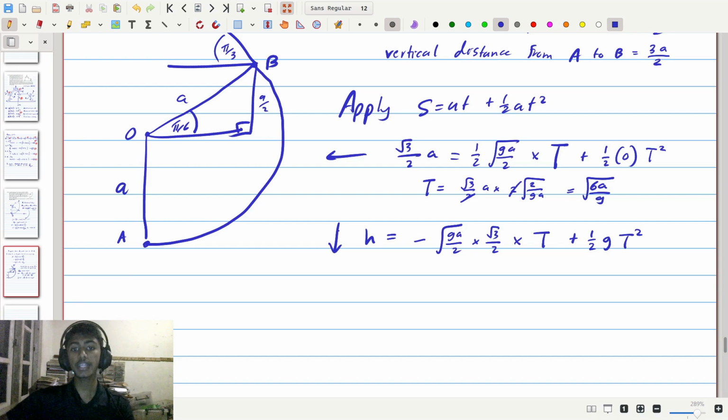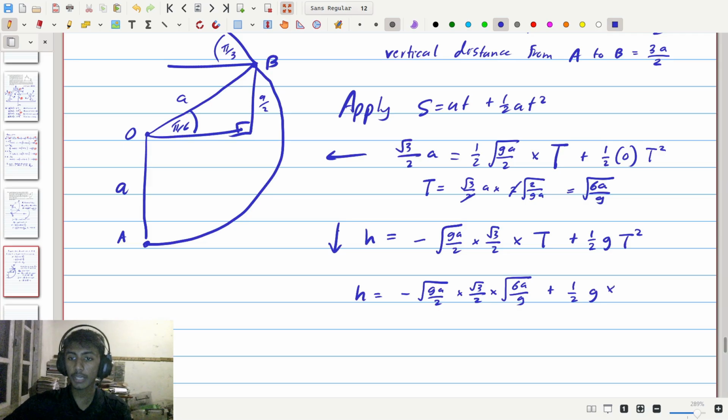Now substituting in the values, we get h equals negative root GA over 2 times root 3 over 2 times t, which is root of 6A over g, and then plus half g t squared, which is going to be half times 6A over g.